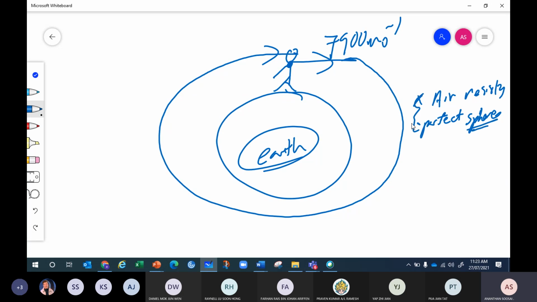If these two conditions are obeyed, then 7,900 will get a satellite at the surface of the Earth, keep on rotating without falling to the Earth. Possible. Okay.